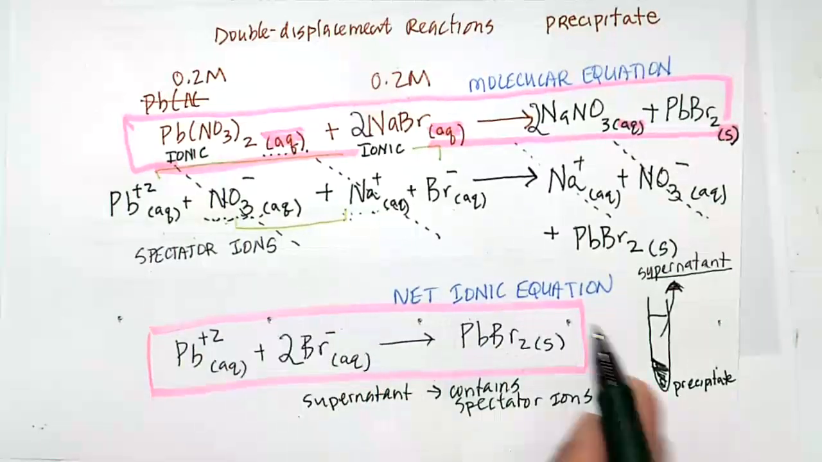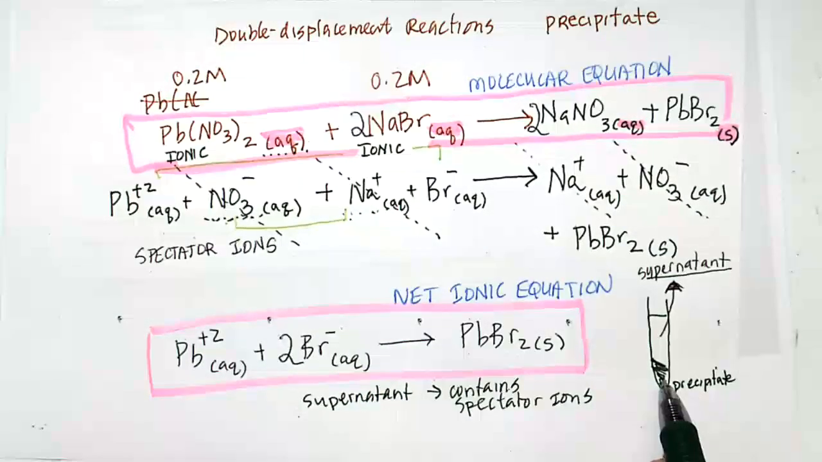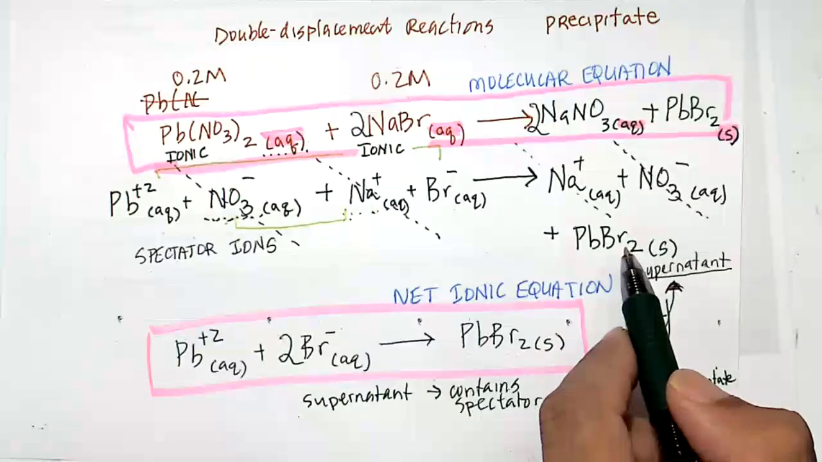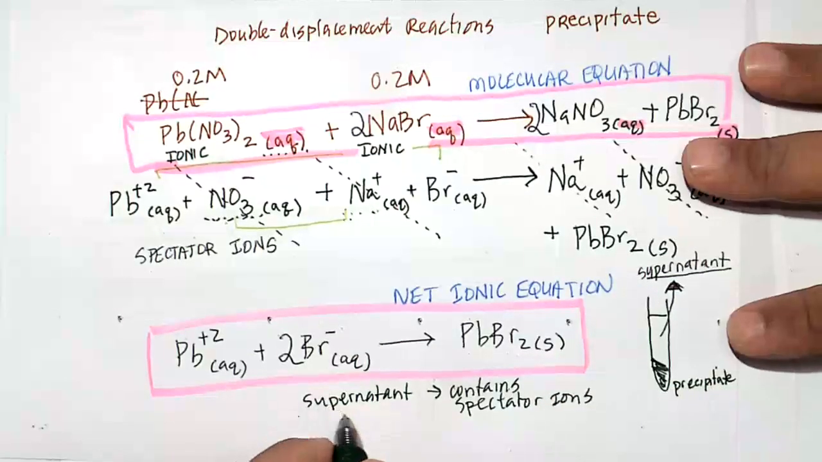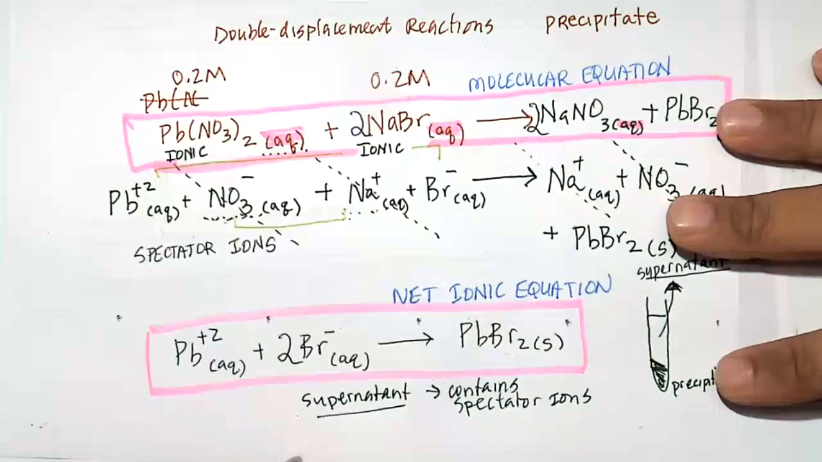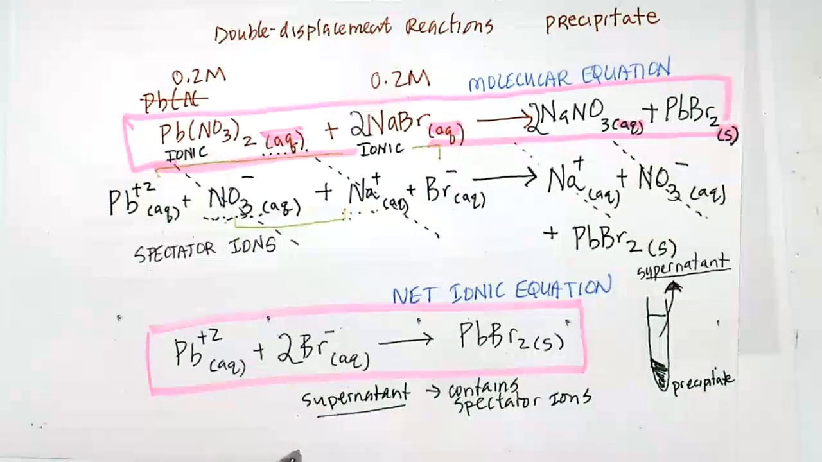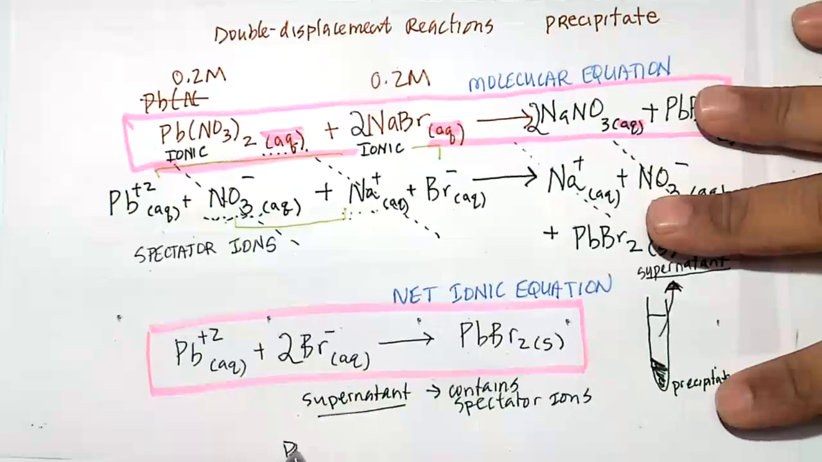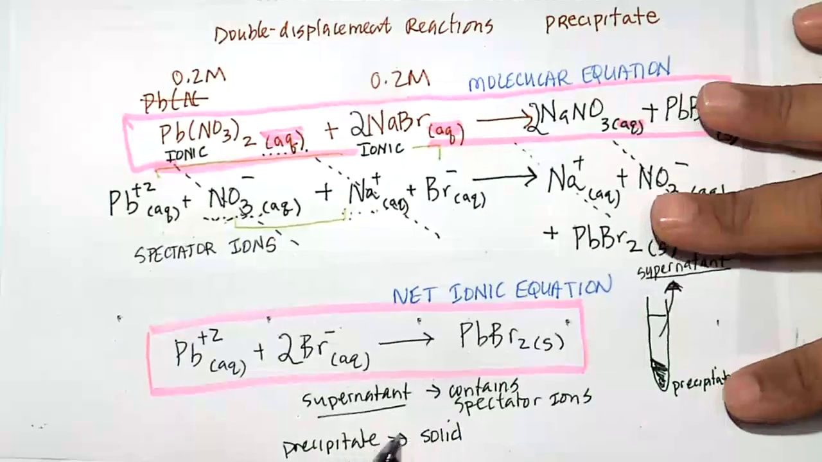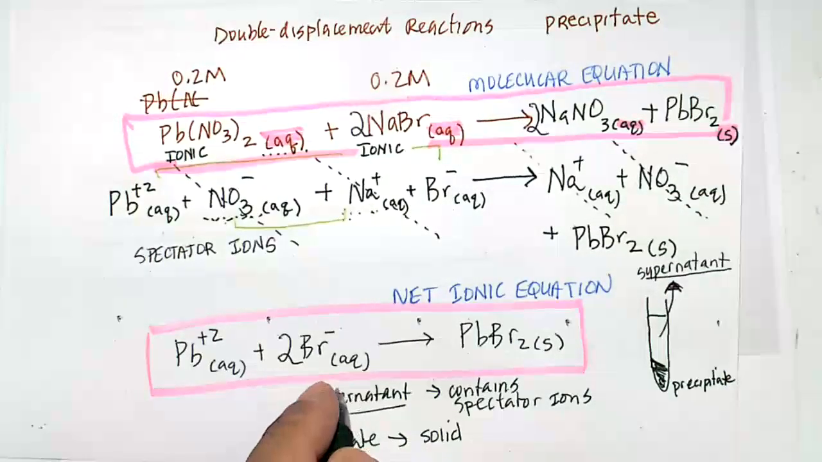And your precipitate contains what? Your insoluble solid. In this particular example, it's lead bromide, lead(II) bromide. Okay, so we have the supernatant that's on top, the liquid, and then the precipitate, it's the solid that comes at the bottom. What happens if, for example, instead of Pb, we had an element that actually can dissolve?